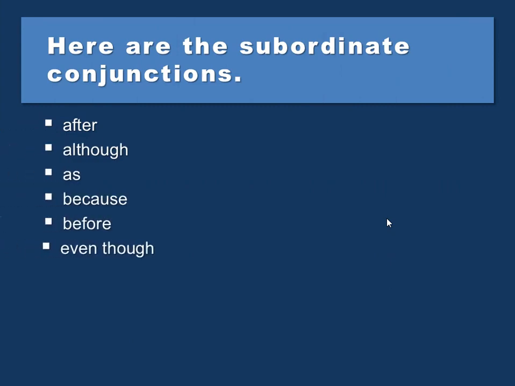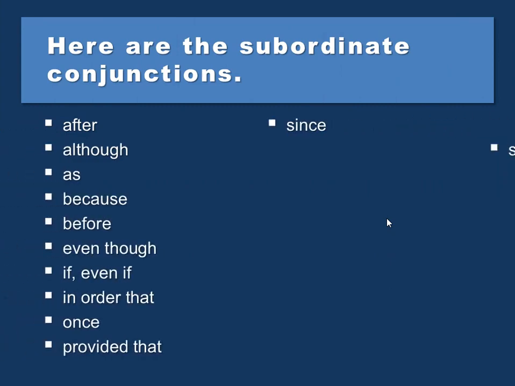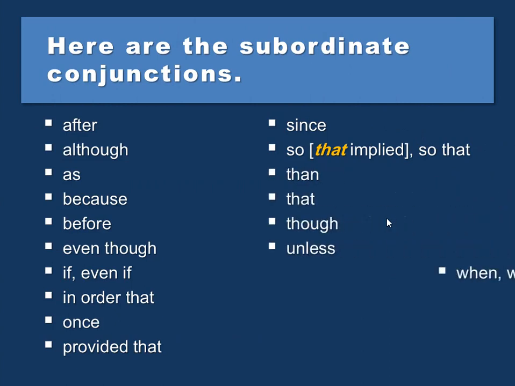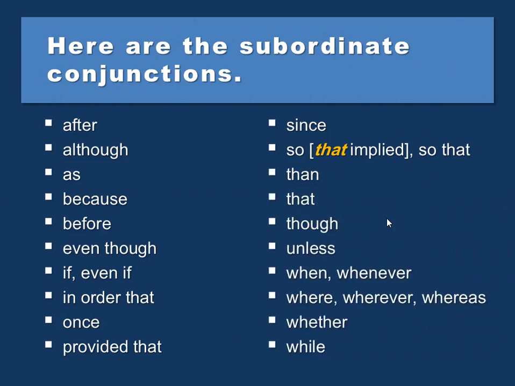Here are the subordinating conjunctions: after, although, as, because, before, even though, if, even if, in order that, once, provided that, since. So here means that it is implied, so it happens that it goes like this, for example. So that, than, that, though, unless, when, whenever, where, wherever, whereas, whether, while.